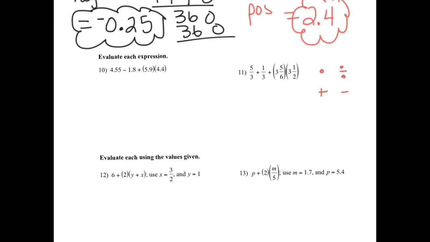So this says 4.55 minus 1.8 plus the product of 5.9 and 4.4. So I have to do the 5.9 times 4.4 first. So I'm going to use a calculator. 5.9 times 4.4 is 25.96. So I have 4.55 minus 1.8 plus 25.96.